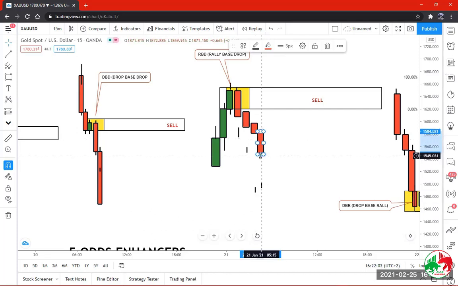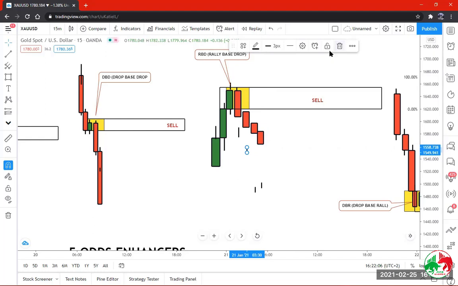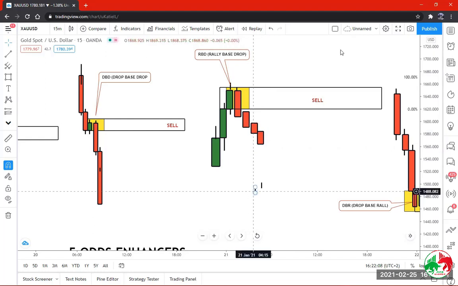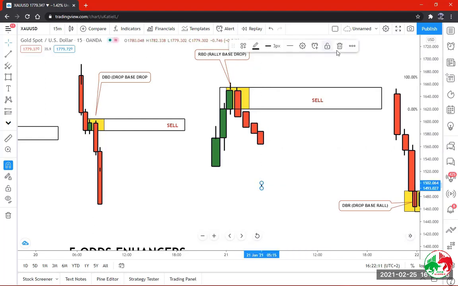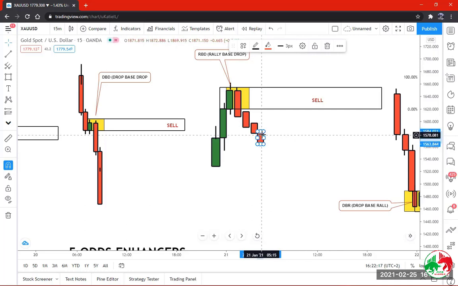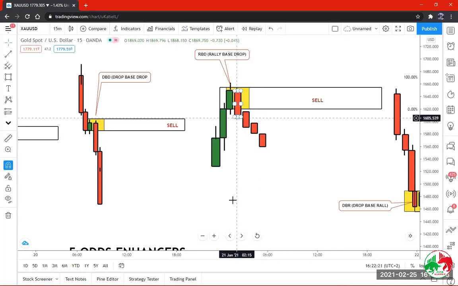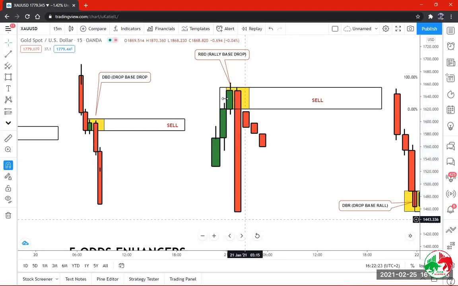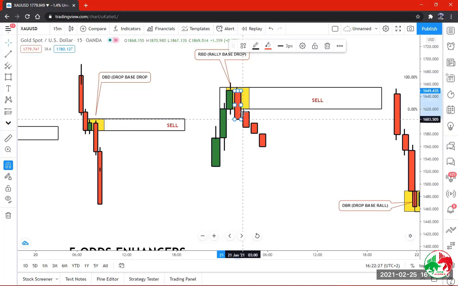it means there weren't too many orders, too many sell orders or buy orders. There wasn't a strong imbalance at that zone, so it makes it invalid. It's not a good zone. Basically, you're looking for a strong move away from the zone.